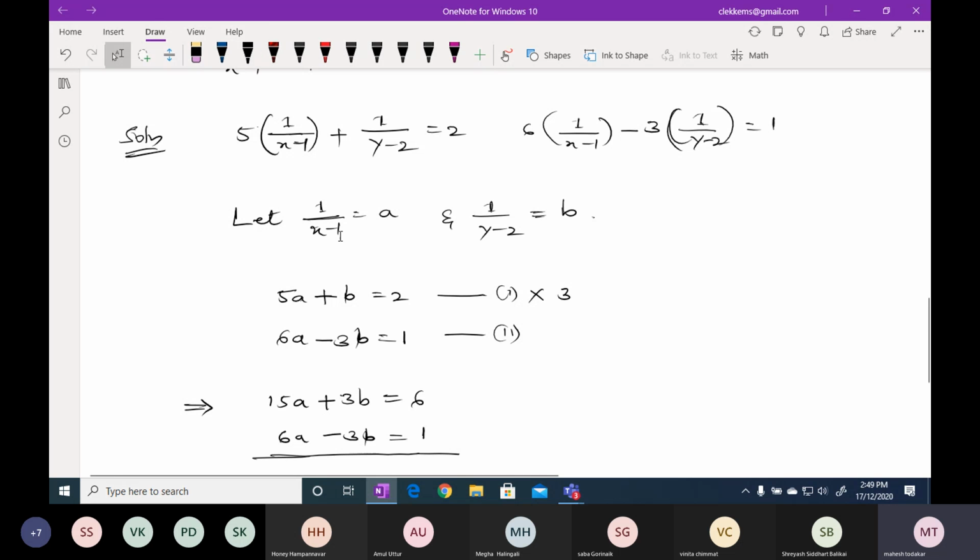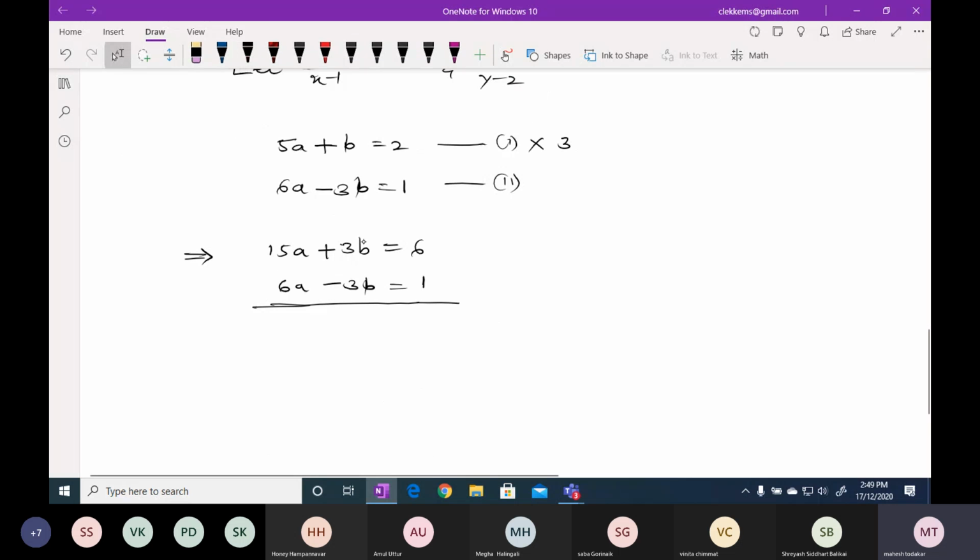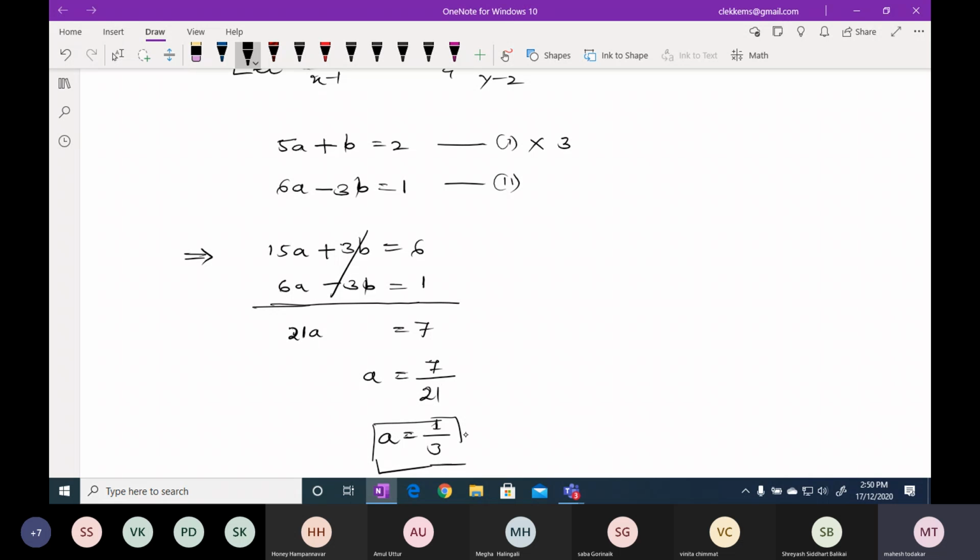Okay. Now next. So plus 3b and minus 3b get cancelled. Remaining 15a plus 6a, it is 21a is equal to 7. Now a is equal to how much then? It is 7 by 21. So a is equal to 1 by 3.